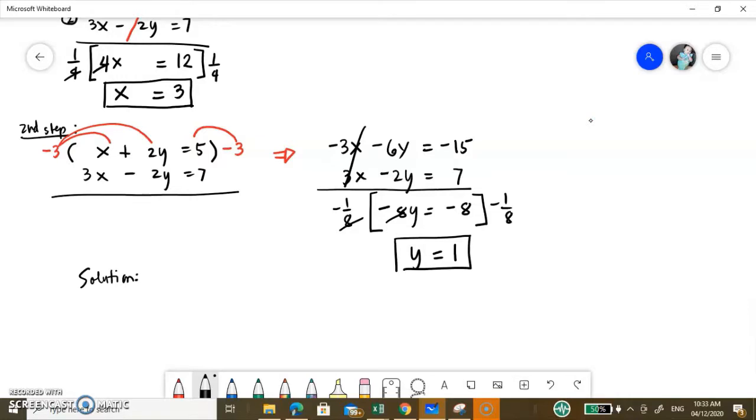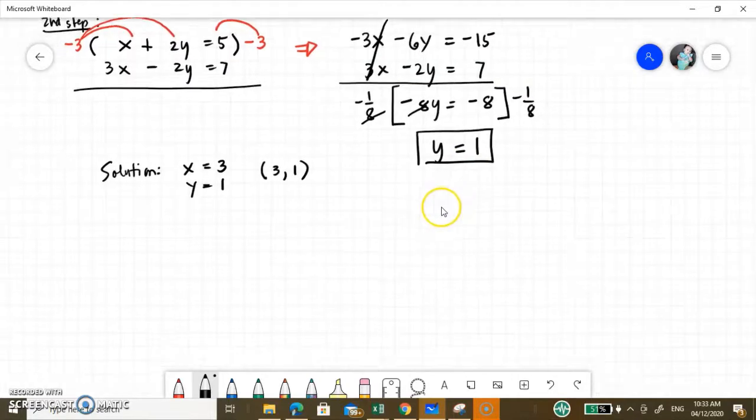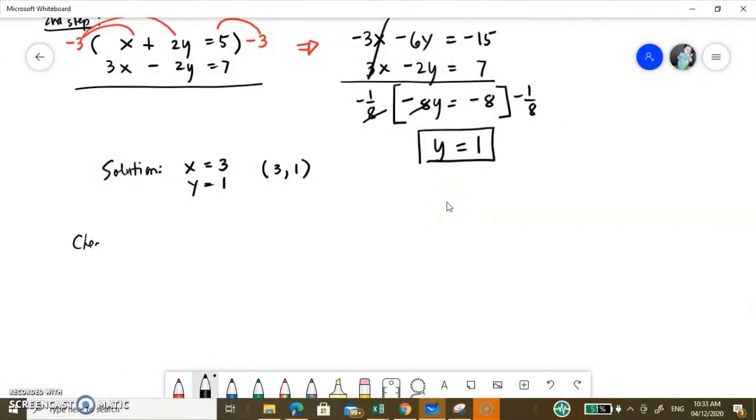So, our solution for the first system of linear equations would be x is 3, y is equal to 1. You could write it as an ordered pair. Okay, 3, 1. Okay, now, how could we check? To check kung tama yung solution na hanap natin, we just have to substitute these values ng x and y dun sa ating system of linear equations. Okay, so we have, it should result to a true statement.